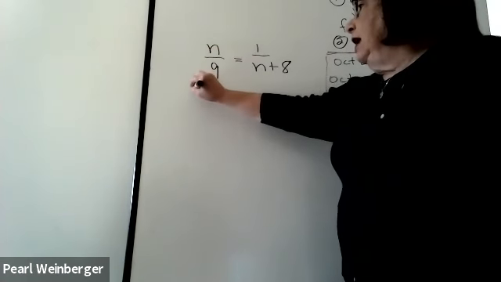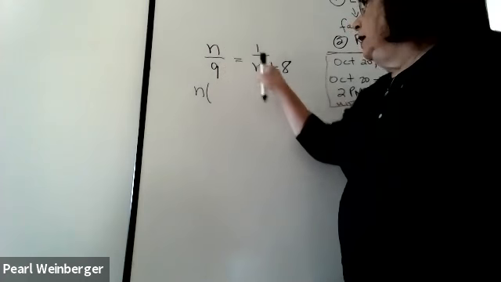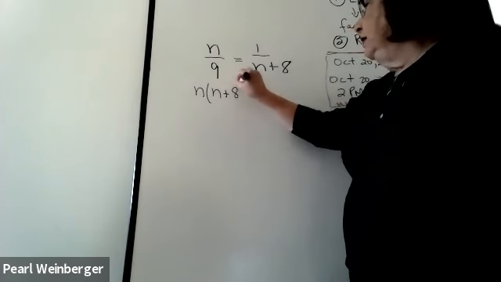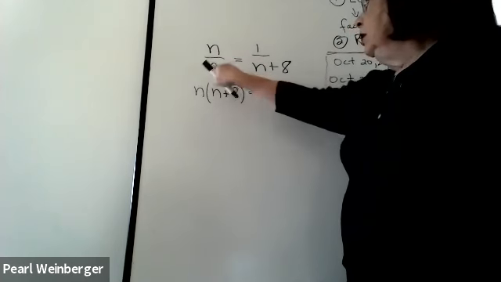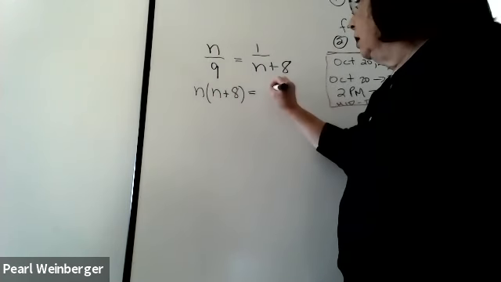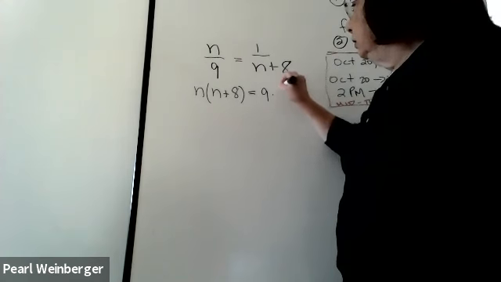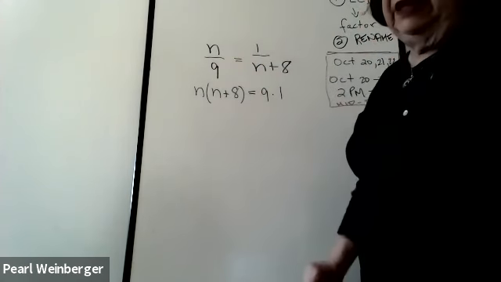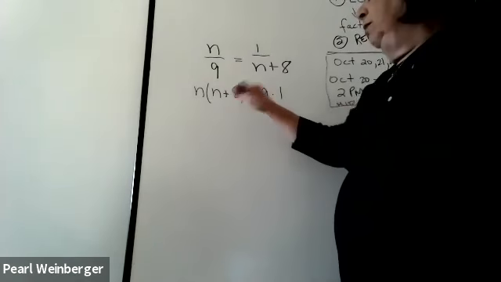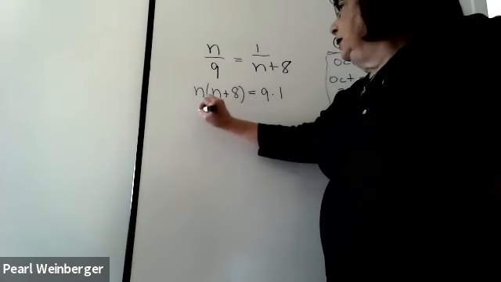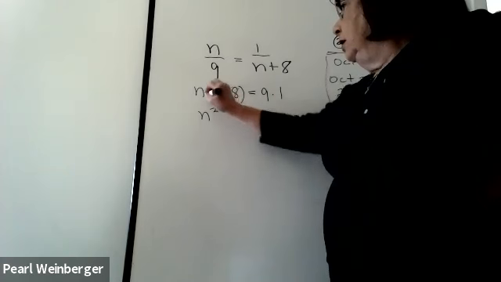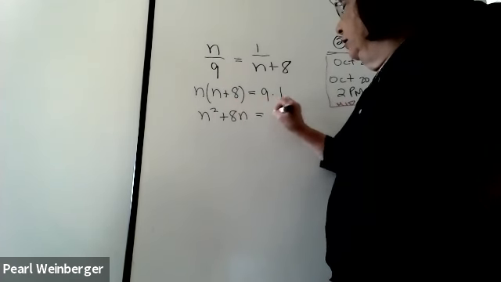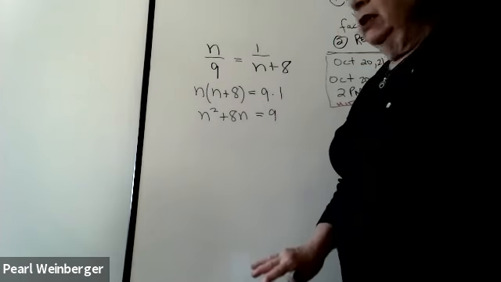I'm going to take the n and multiply it by the n plus 8, and set it equal to 9 times 1. I cross multiply. Don't forget to put in that equal sign. Now I'm going to remove my parentheses. n times n is n squared plus 8n. That equals 9 times 1, which is 9.